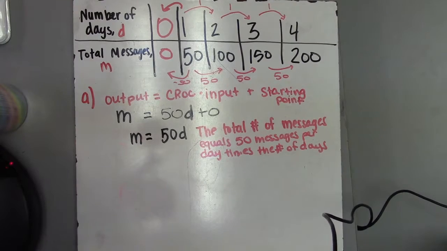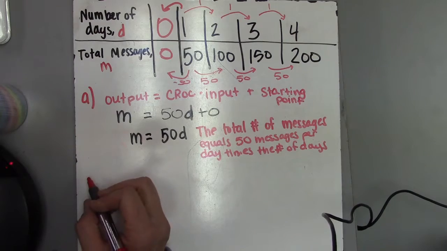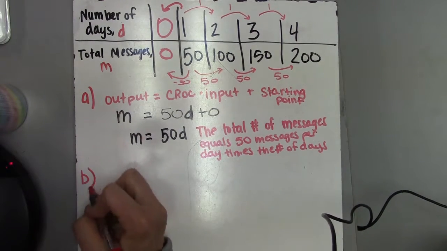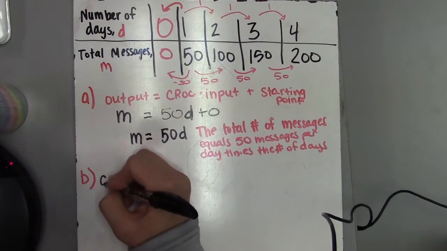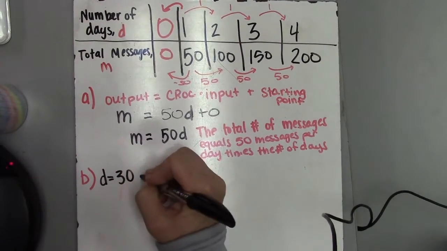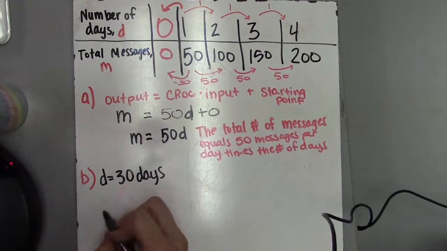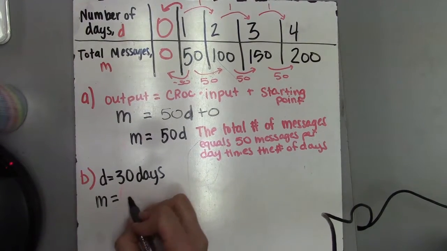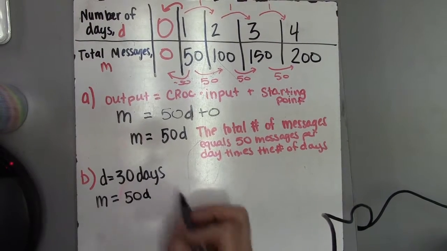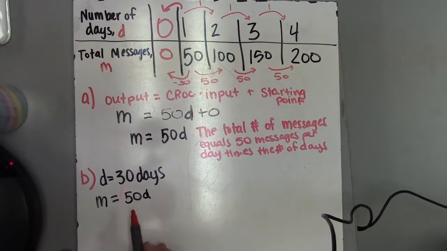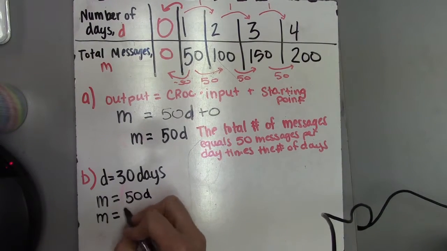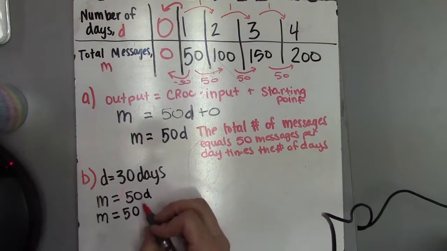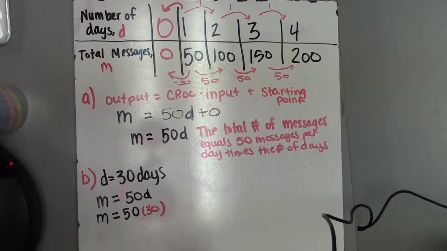That brings us to part B. Now part B says use the equation to find out how many text messages Brad would send in 30 days. So we're going to use that information where D equals 30 days and our equation M, or the number of messages, equals 50 times the number of days, and in place of days we're going to substitute 30. So we would say M equals 50 times 30 days and then multiply to solve.